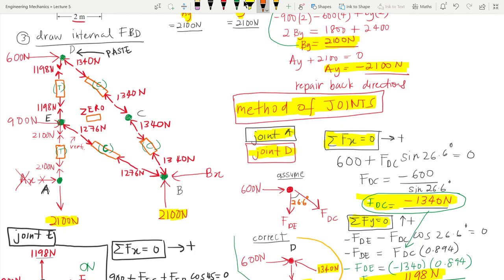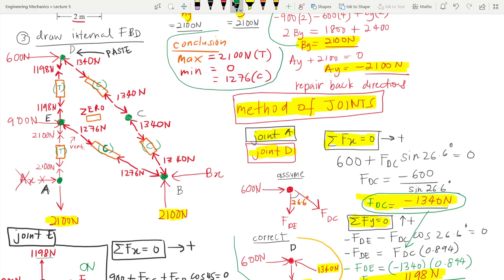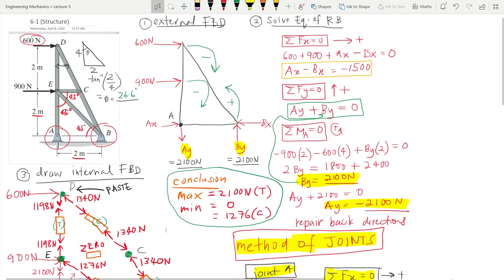And finally, we do a simple conclusion. So we look at the max. What is the max here? This one. The highest is 2100 newton in tension. The minimum is zero. The one that has no value. The one that has value would be 1276 in compressive. So this is the conclusion for our problem. It's not so simple for this structure. So this is how you solve this problem.